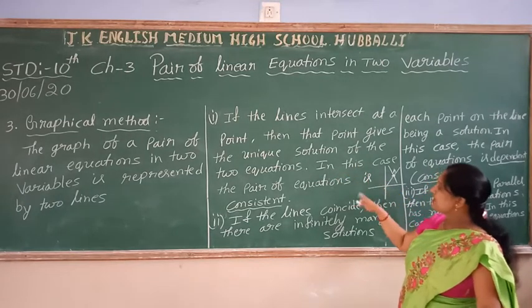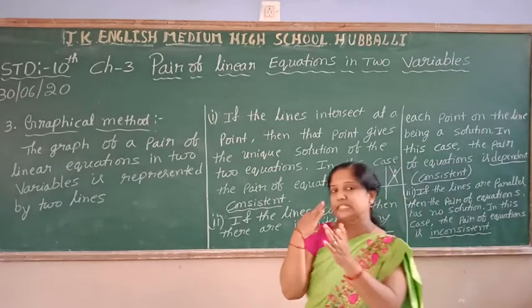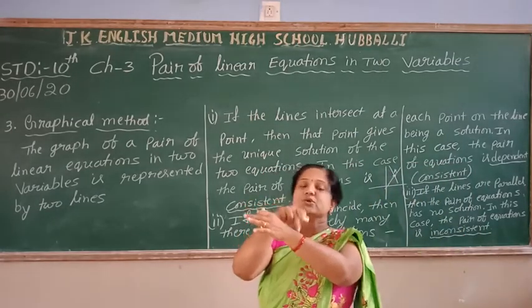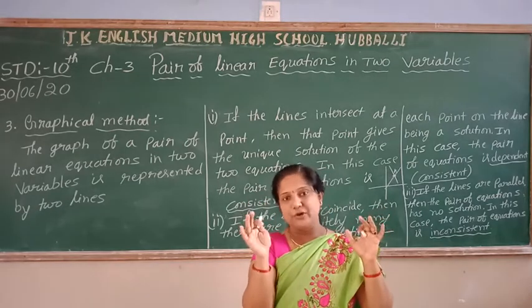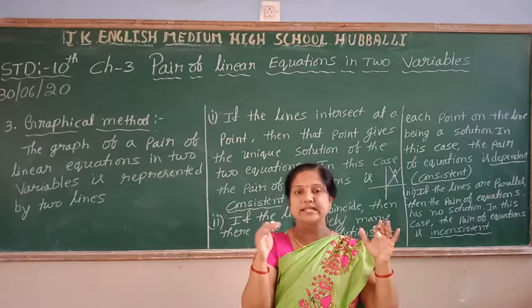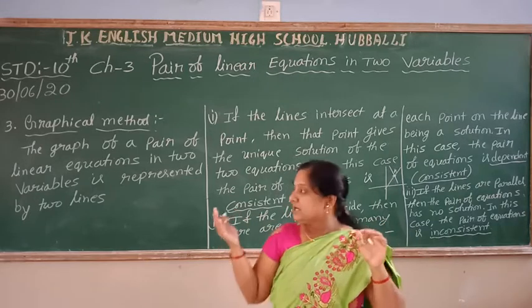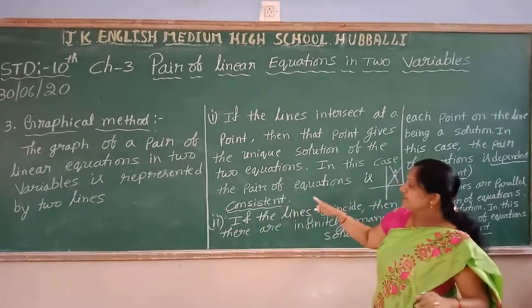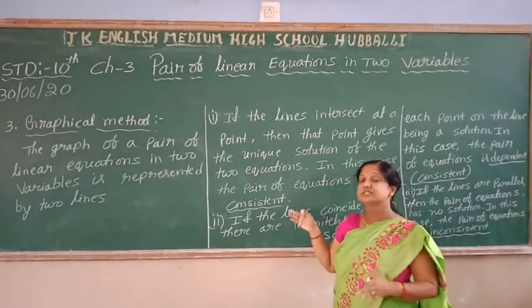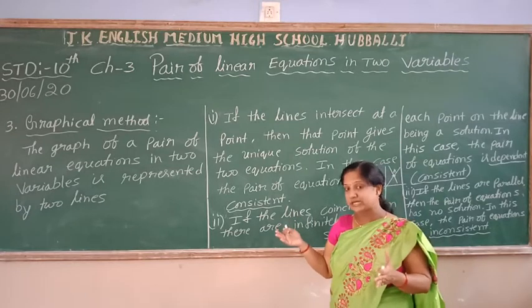In this case, the pair of equations is consistent. So when we get two straight lines that intersect at one point, that point gives the solution for both the linear equations of two variables. The x coordinate is the x value, the y coordinate is the y value. Then we will say that such a pair of linear equations, in which we get two straight lines that are intersecting, is consistent.